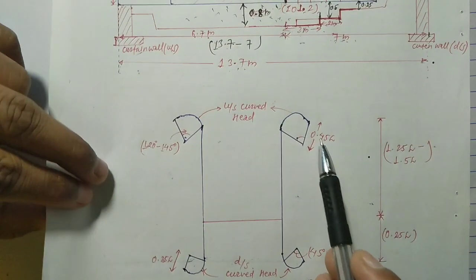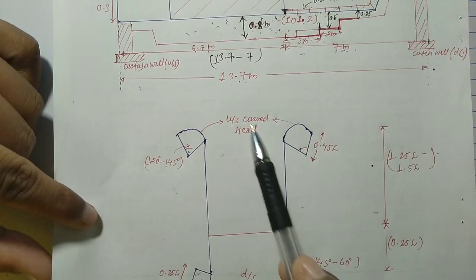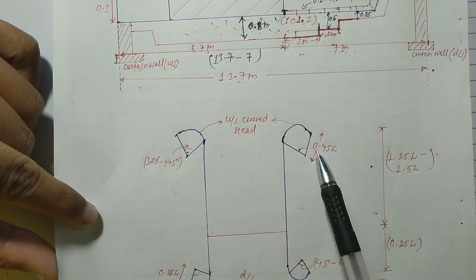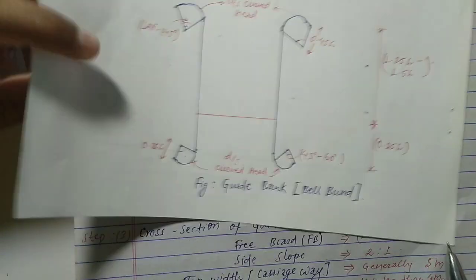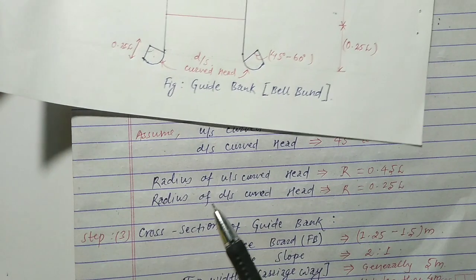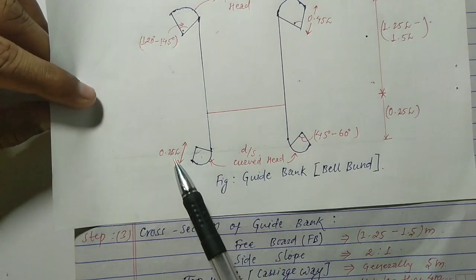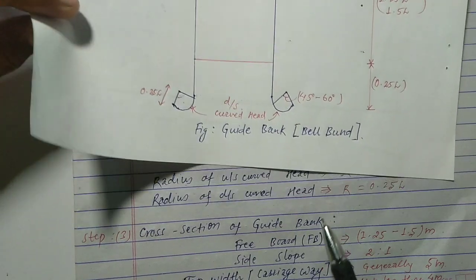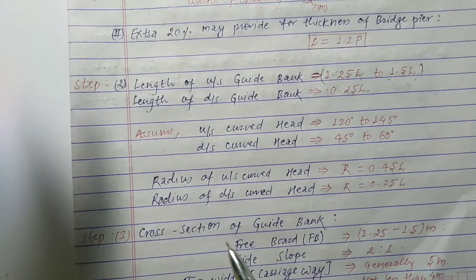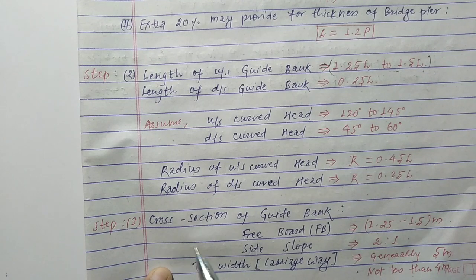You can see here this is the radius for the upstream curve. This is radius equal to 0.45 L, and the radius of the downstream curve head r equal to 0.25 L. So we have to take this value for the downstream. And in step number 3, cross section of guide bank.